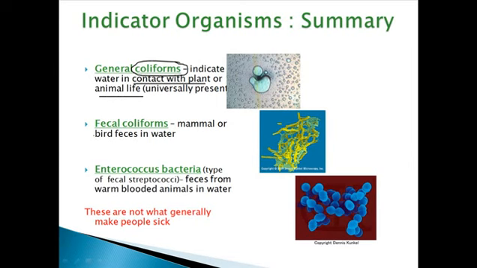Now what are the fecal coliforms? Those which are in contact with mammal or bird feces in water. And what are called the enterococcus bacteria? They are a type of fecal streptococcus. They can be found in feces also. So here are the examples of this. This is a streptococcus example. Here is the example of Escherichia coli type of bacteria, which is among the normal fecal coliforms, and we have a huge amount of different coliforms going on.